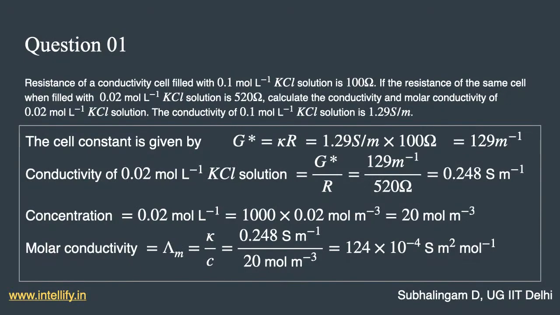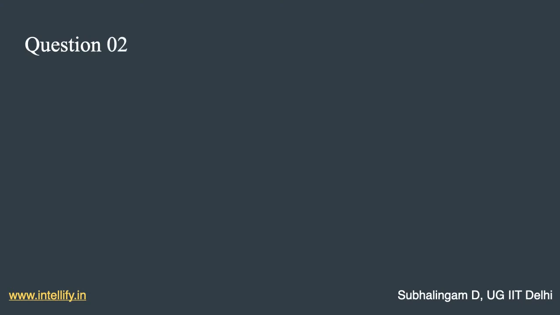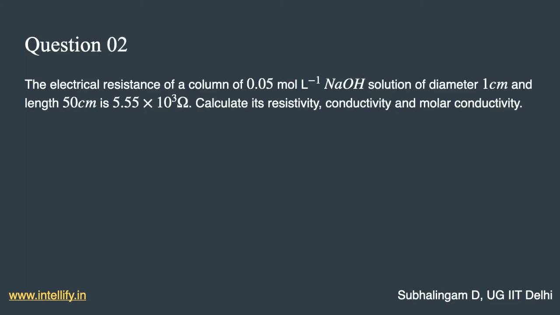Let's solve another question quickly. The electrical resistance of a column of 0.05 molar NaOH solution of diameter 1 cm and length 50 cm is 5.55 into 10 to the power 3 ohm. Calculate its resistivity, conductivity, and molar conductivity. You get another 15 seconds to solve it. Feel free to pause the video if you want more time, and we will solve it together after that.